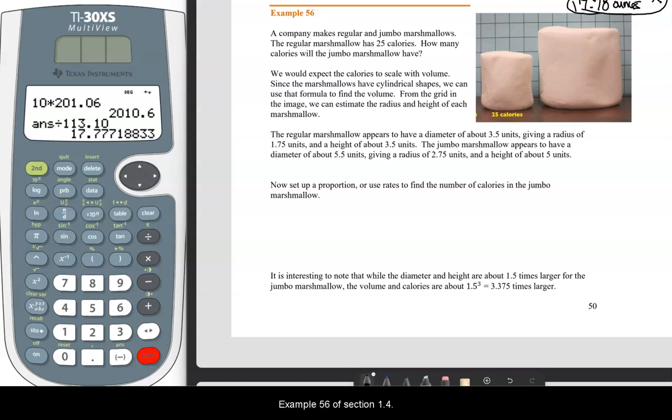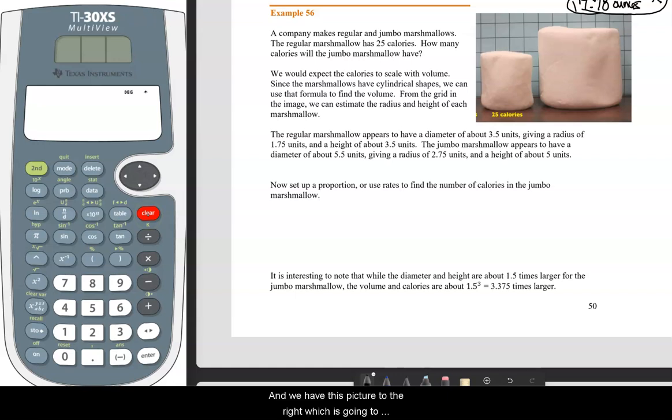Example 56 of section 1.4 uses a volume formula. In this case, it is the volume of a cylinder. And we have this picture to the right, which is going to help us work it. We start off with a regular marshmallow has 25 calories, and we want to discover how many calories a jumbo marshmallow will have. So we are going to assume or expect the calories will scale with volume.